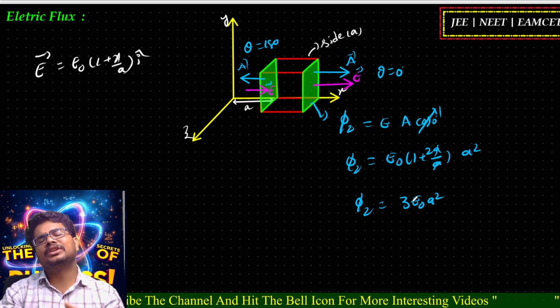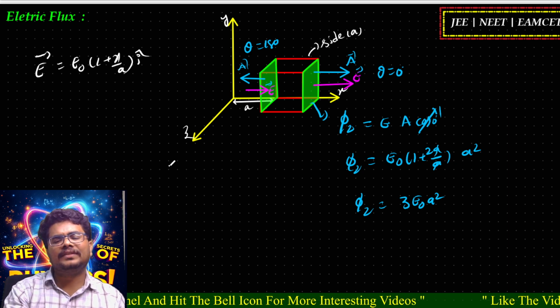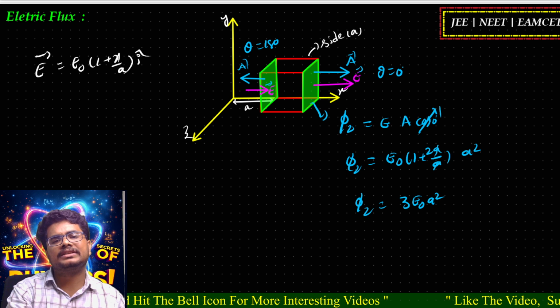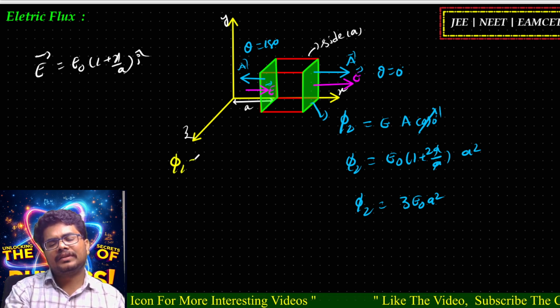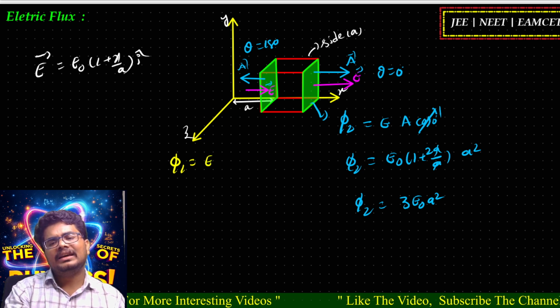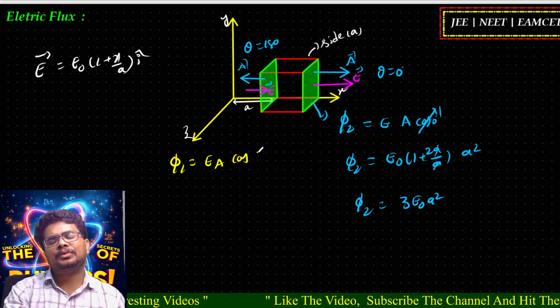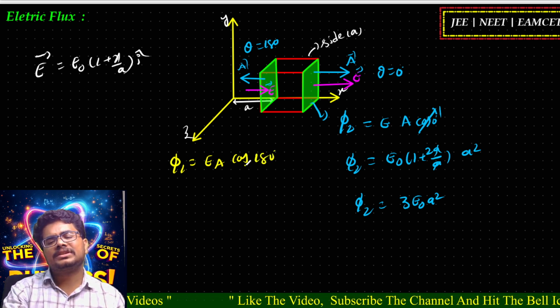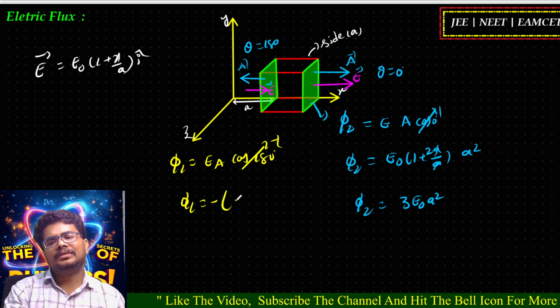The SI unit is volt meter. Okay, fine. Sir, can we calculate the flux at the first surface? Let me try. Flux at 1 equals minus E A cos 180. Why? Because the electric field and area vector are in opposite directions. Cos 180 is minus 1. So flux 1 equals minus into minus 1 multiplied.